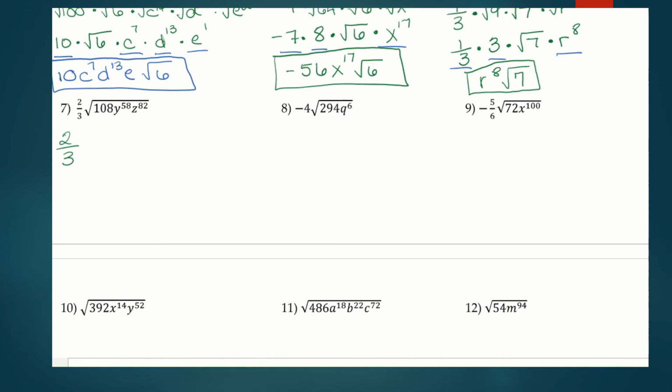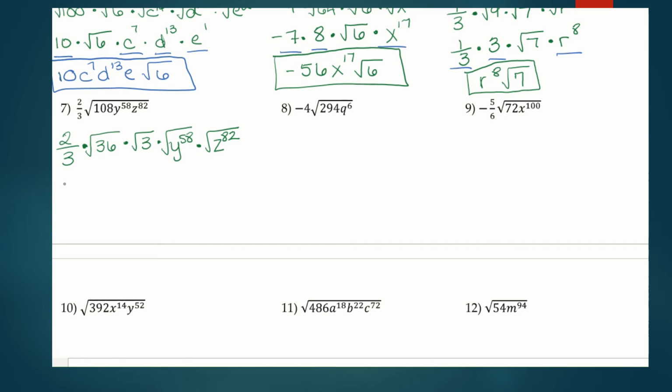2/3 times taking 108 and figuring out factors, one of them being a perfect square. Well, I know 36 times 3 gives me 108. So I'm going to rewrite this as the square root of 36 times the square root of 3 times the square root of y to the 58th power times the square root of z to the 82nd power.